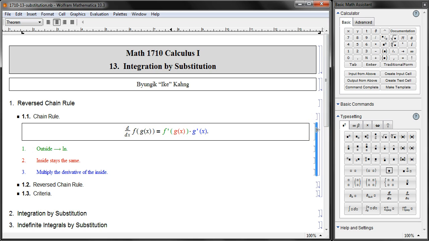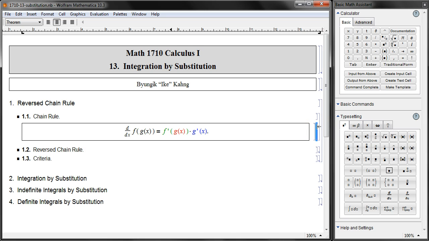The three-step process goes like this. Green part, the outside first, the derivative of the outside. Next, the red part, the inside stays the same. And finally, the blue part, the derivative of the inside comes not inside, but here, like a dangling chain. That was the chain rule, and we had been using it since week 3, week 4, and so on.